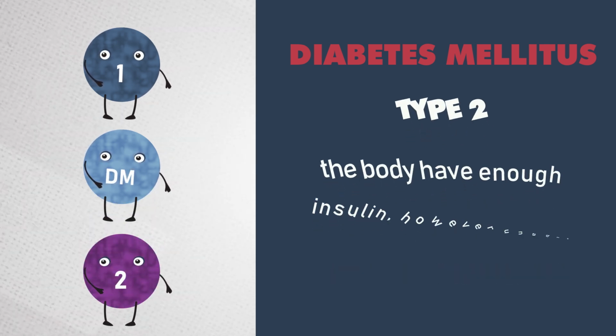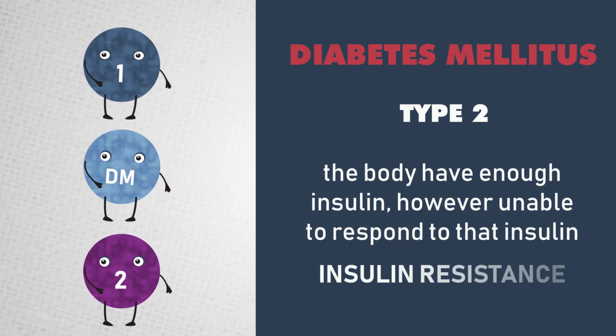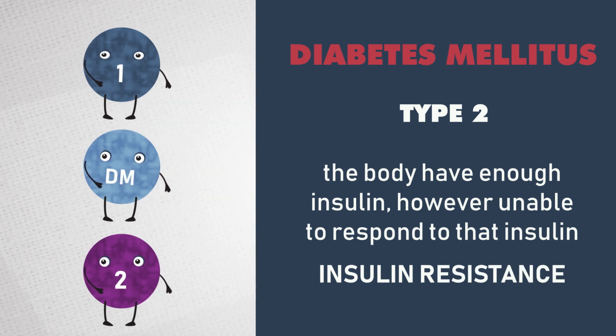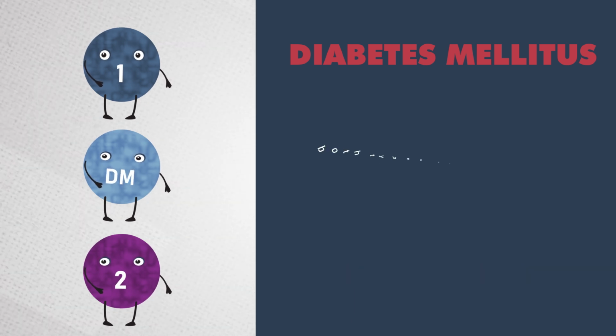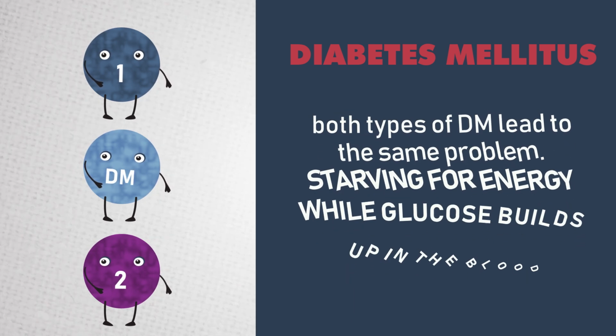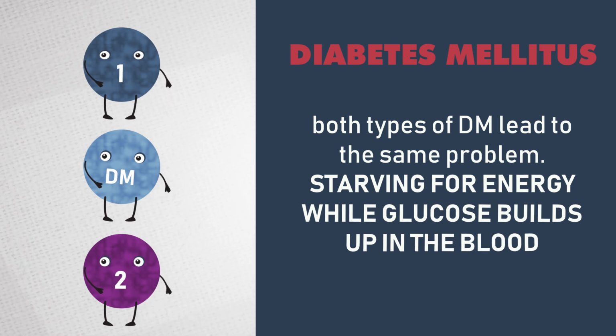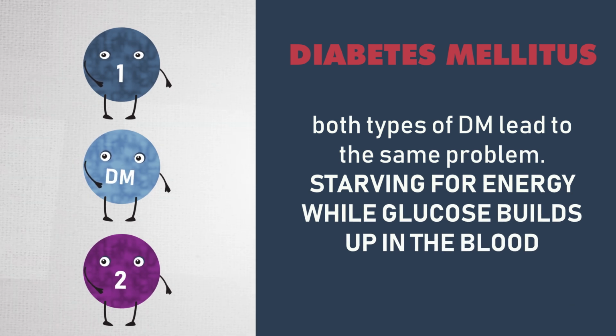And then there is Type 2, also known as insulin resistance, where the body has enough insulin, however is unable to respond to that insulin. This means that the glucose cannot reach the target tissues. Both types of DM lead to the same problem: cells still starving for energy while glucose builds up in the blood. This is known as hyperglycemia.